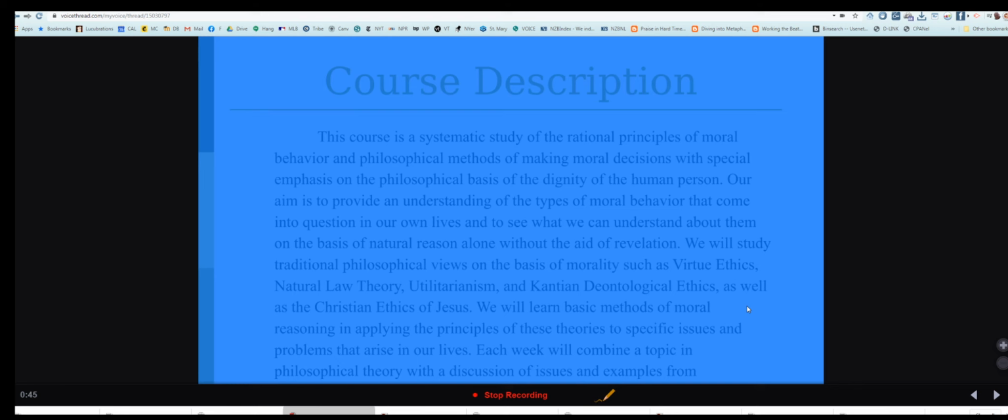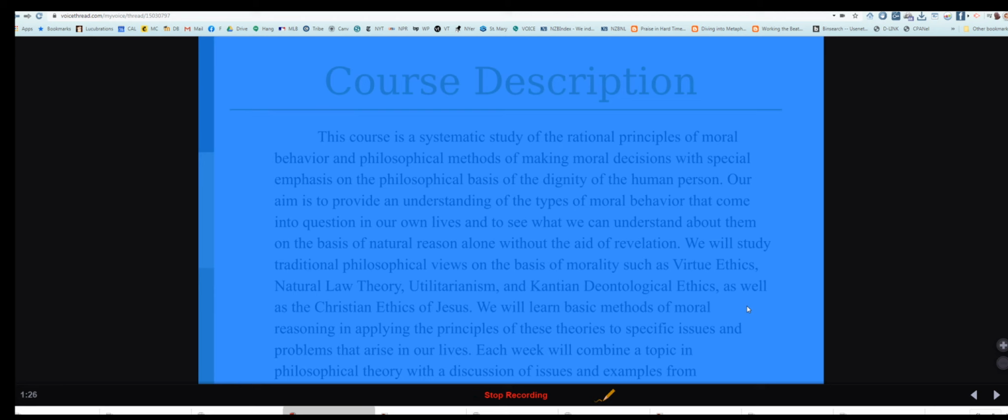So ethics is a systematic study of the rational principles of moral behavior and how philosophically you make moral decisions. That means it attempts to figure out what the right and the wrong things to do are, and it does so using only natural reason. It's unlike many theology courses or many systems of ethics and morality that are based upon certain types of religious beliefs, based upon revealed truths in various different religious texts. We're going to be seeing what you can figure out about what's right or wrong or what makes you a good person based only on reason without the aid of revelation.